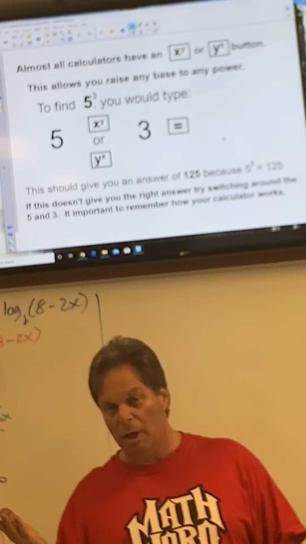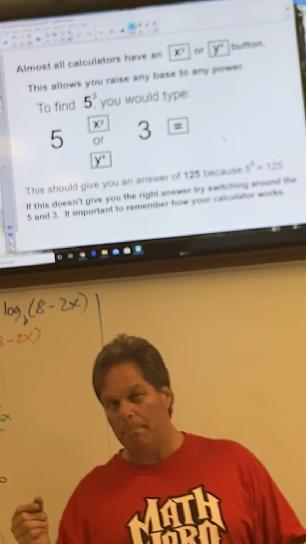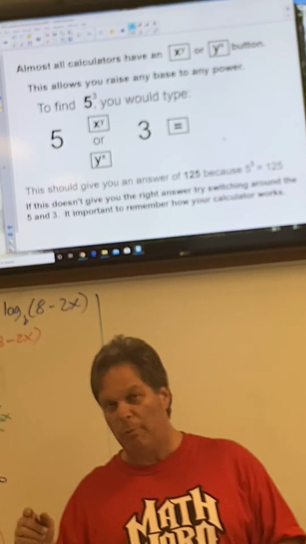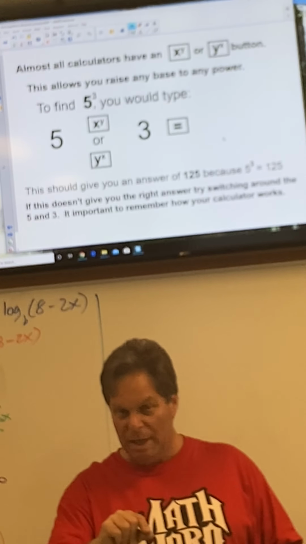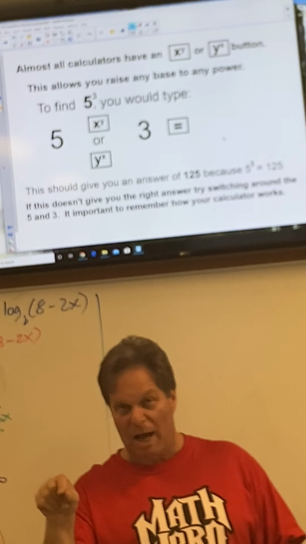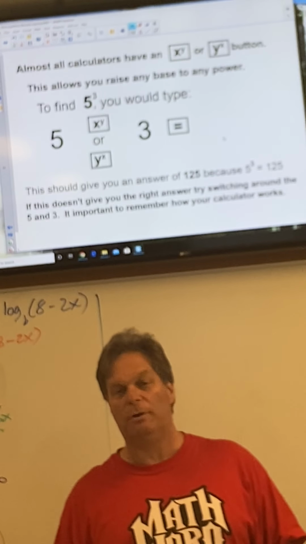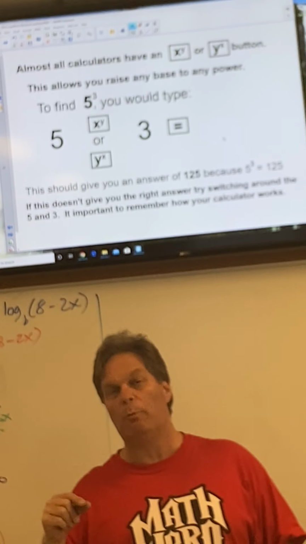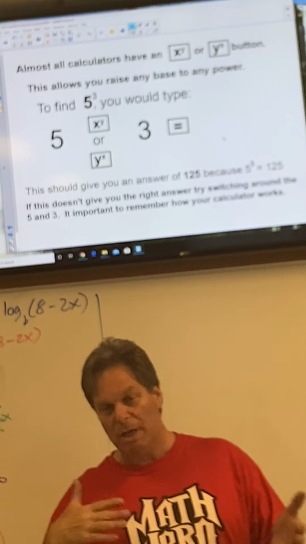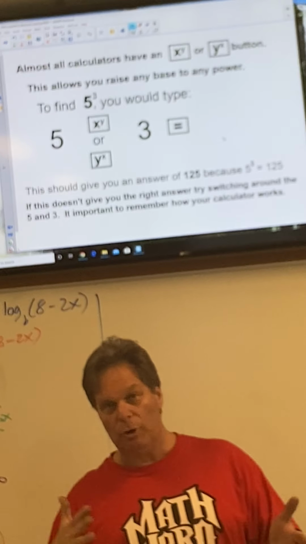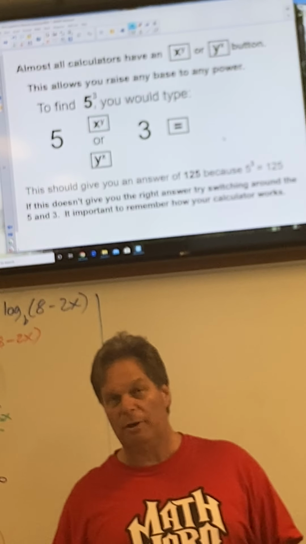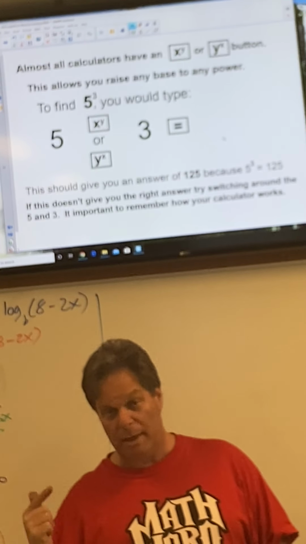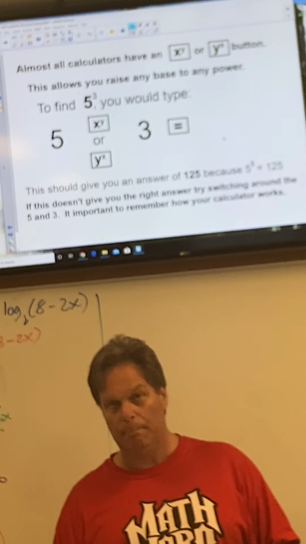If it doesn't give you 125, then say, wait a minute, maybe I hit mine the other way around. So I would hit 3 first, then I'd hit that button, then I'd hit 5, and see if that gives me 125. If that worked, then I would know, oh, I have to put the power in first and then the base. So just figure out how your calculator works so that you know how to do that. But that's a very powerful key, the x to the y key or the y to the x key.